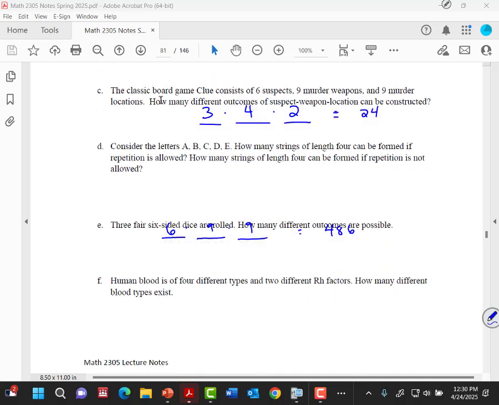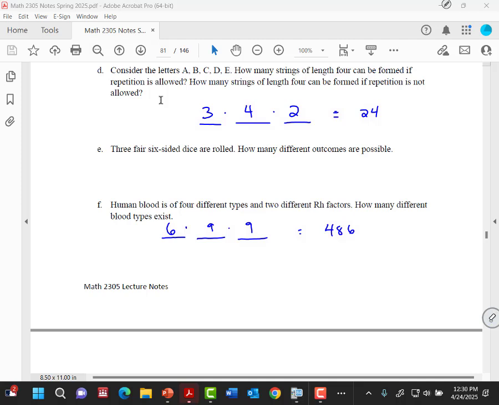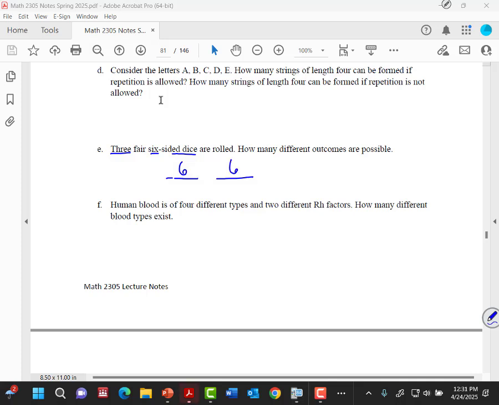Let's take a look at E. We'll slide down here. Like I said, we're going to skip around on some of these. 3 fair 6-sided dice are rolled. How many different outcomes are possible? Okay, so I'm rolling 3 6-sided dice. So when I roll the first die, there are 6 different outcomes that could come up. When I roll the second die, there are 6 different outcomes. And for the third die, 6 different outcomes. And I simply take the product, which is 6 to the 3rd power, or 216.